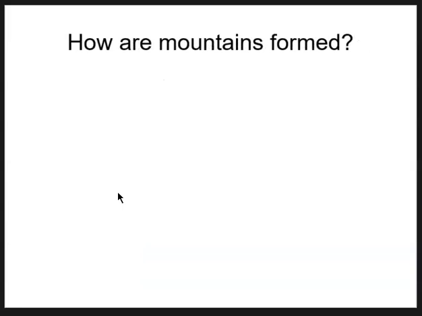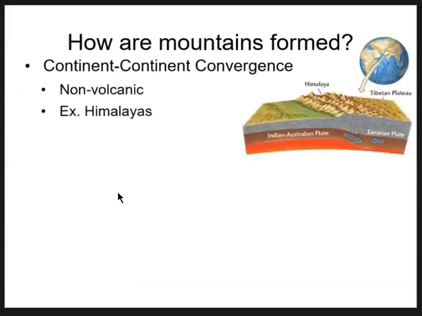Okay, so let's start with how are mountains formed. One way that mountains can form is by continent-continent convergence, as we just looked at with the Himalayas, right? They're non-volcanic because you have continental crust pushing on continental crust. Again, neither one is subducted into the mantle to the point where it's going to melt and cause mantle material to rise up, forming volcanic mountains.